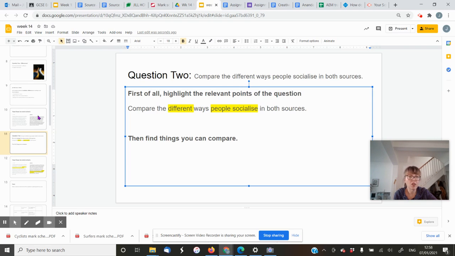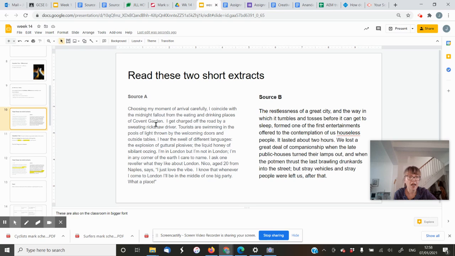So have a go back to the text, and can you find on here the ways that people are socialising? So pause the video, spend a few minutes. Can you find anything in here, source A and source B, that is about how these people are socialising? So pause the video now.